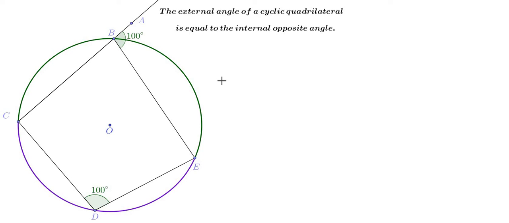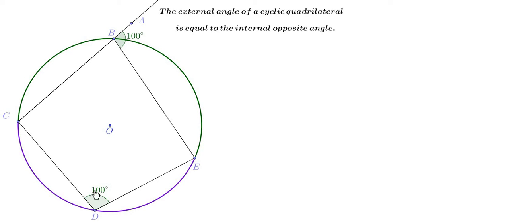Alright, today we're going to have a look at this theorem. The external angle of the cyclic quadrilateral is equal to the internal opposite angle. So I've got labelled here in green the two angles in concern. This is the external angle of the cyclic quadrilateral. It's labelled 120 degrees at the moment.